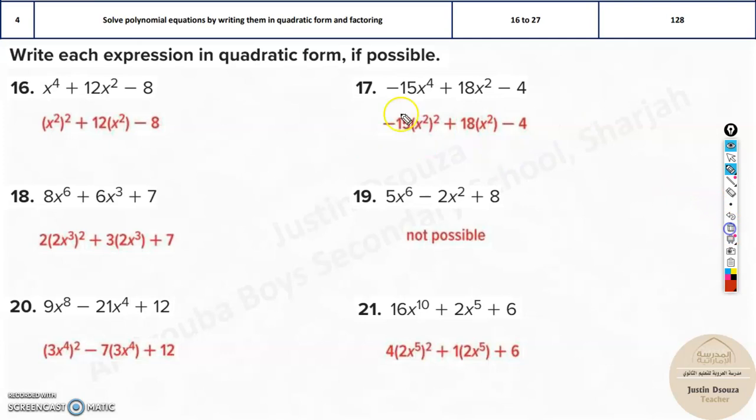Yes, this is correct. It's the same as the question. Now, over here, looking at this, it's not possible. Very easy to say. Now, what about this?